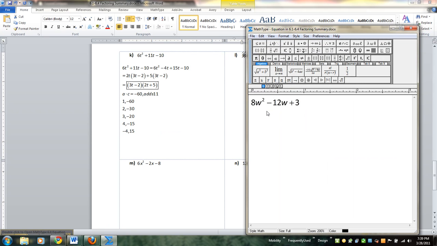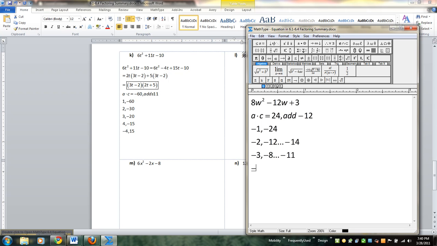Let's look at this one. All right, a times c is 24. Okay, but I need to add to negative 12. So they're both going to have to be negative in order to make it work. Negative 1 times negative 24 is positive 24, but when you add it up, it makes negative 25. Negative 2 and negative 12, when you add that, it adds to negative 14, right? Negative 3 and negative 8, when you add those two, they make negative 11.